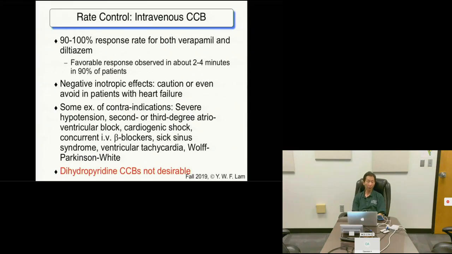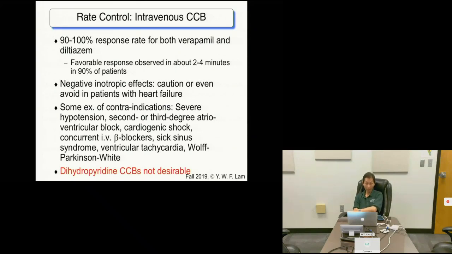In addition to the potential detrimental effect on the ventricular ejection fraction, some other examples of contraindication include severe hypertension, and second or third degree atrioventricular block, because if you already have a patient with second degree or even third degree AV block, then you are further enhancing that block, and you might actually put the patient at risk of complete heart block.